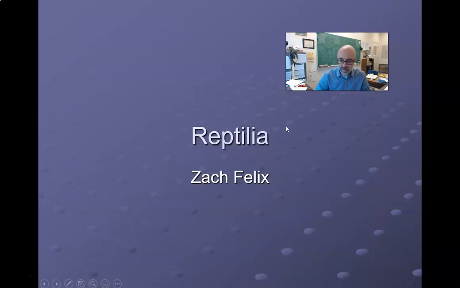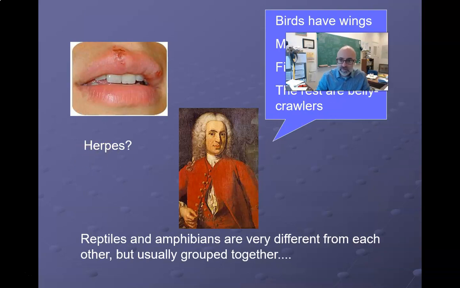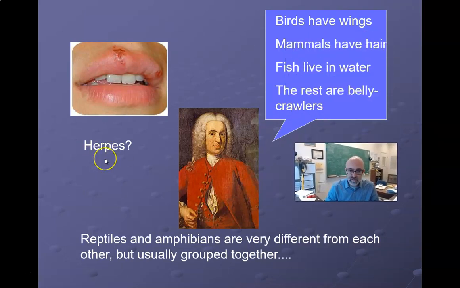Okay, reptiles. I usually think of myself as a herpetologist, and the root of that word comes from herpes, which means crawling. Back in time, when the old people of science with their powdered wigs were classifying all the animals, they said, well, birds have wings, mammals have hair, fish live in water, and they basically put all the crawling animals into another group. That would have been all the reptiles and amphibians. But as we've seen, they're very, very different from each other.